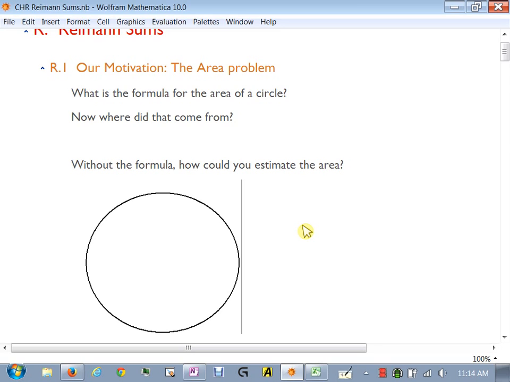So what is the formula for the area of a circle? Pi r squared, right? We're all comfortable with that. We've heard that for a long time. So where did that come from? Where does that formula pi r squared come from? You got me, right? I don't know.